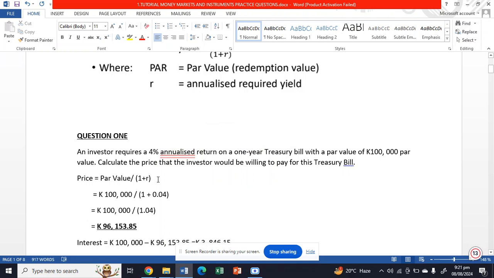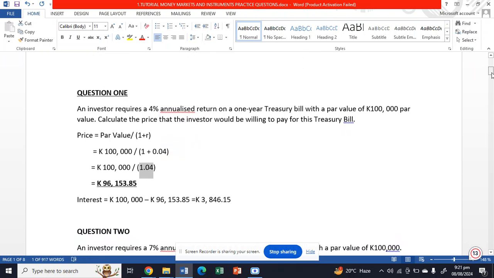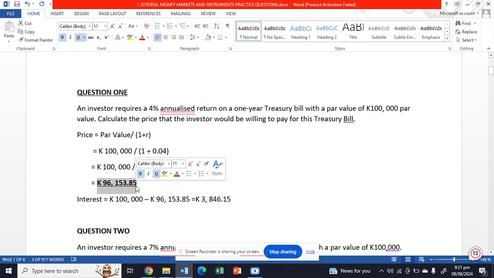So the annualized return is 4%. You convert this percentage into decimals, it becomes 0.04. 1 plus 0.04, we get 1.04. So to get the price of the treasury bill, we're going to divide 100,000 by 1.04. We get 96,153.85 kwacha. So this is how much the person has to pay for the treasury bill.